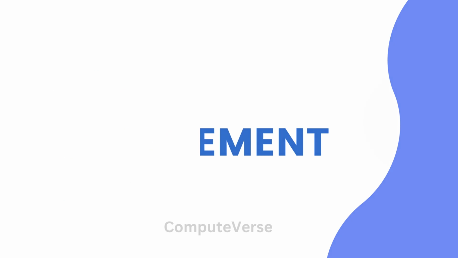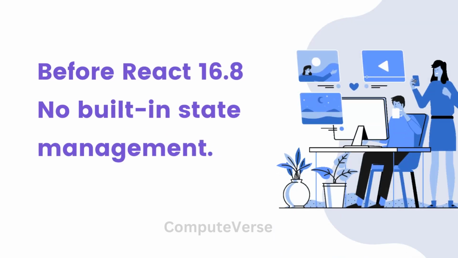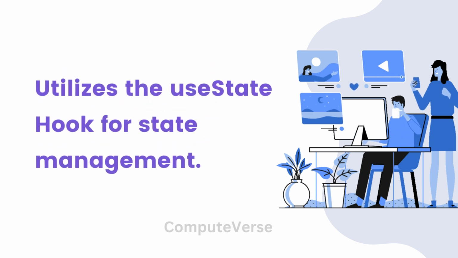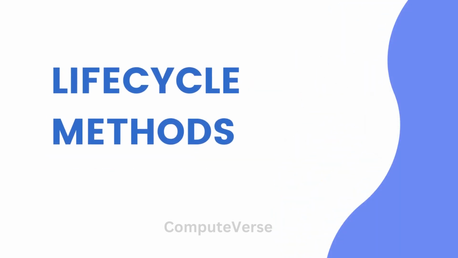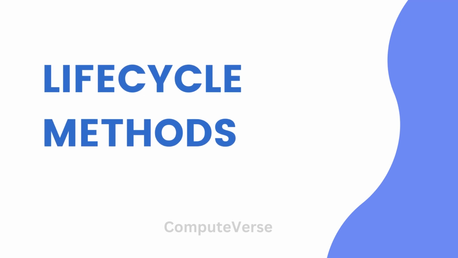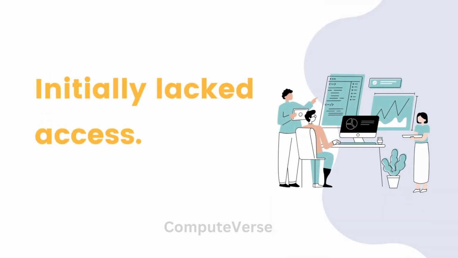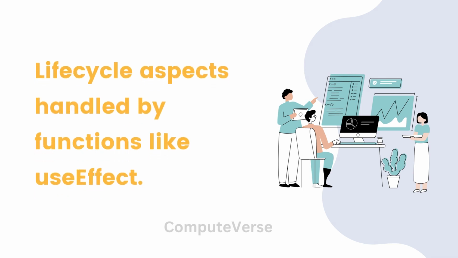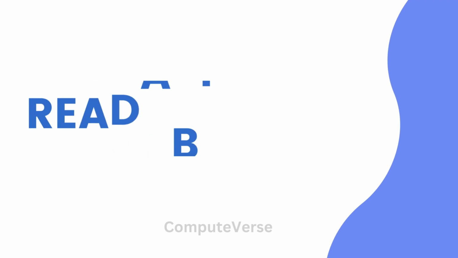State management. Before React 16.8, functional components had no built-in state management. Now, with the introduction of hooks, they can manage state using the useState hook. Lifecycle methods. Initially, functional components didn't have access to lifecycle methods. With hooks, functions like useEffect now cover lifecycle aspects.